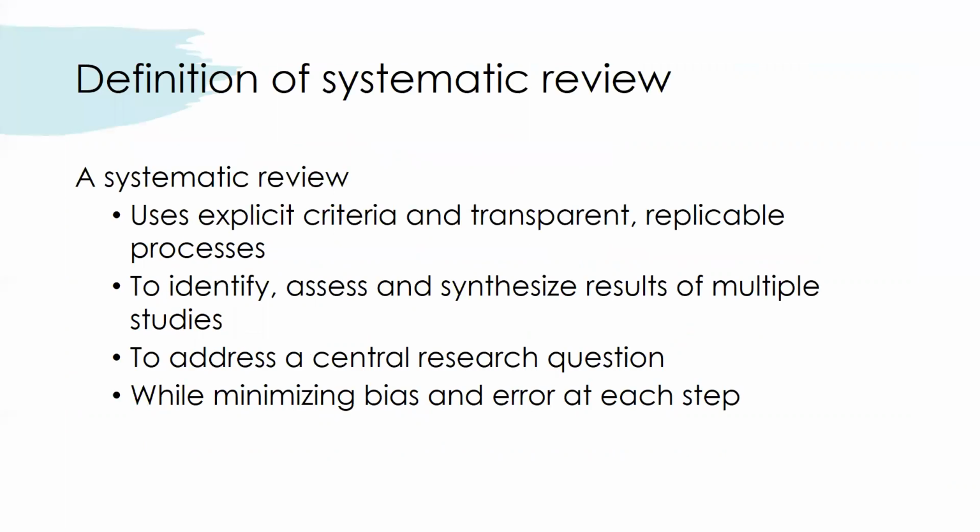So let's start at the beginning, which is where I always start. And that is to talk about the definition of a systematic review. And when I think about systematic reviews, I think about them as using explicit and transparent and replicable processes to identify, assess, and synthesize results of multiple studies. And all of this is to address some central research question, while at the same time trying to minimize bias and error at each step of the process.